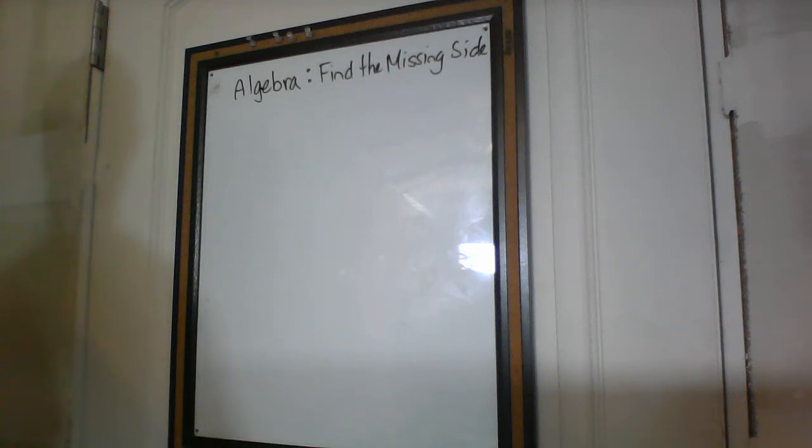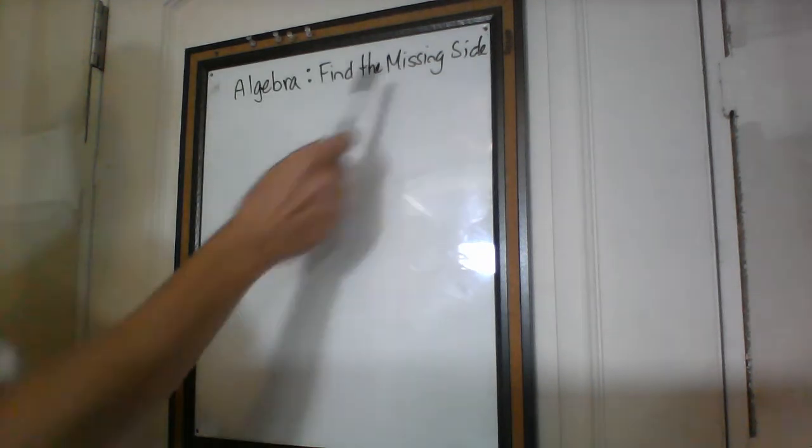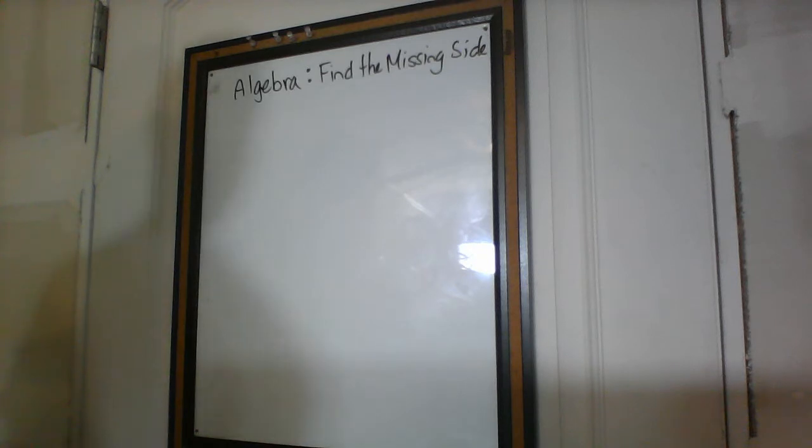All right, class, welcome back. Today we are going to do the next part of our dealing with area. And today we're going to get into the algebra piece. Okay, we're going to be working backwards to solve for the missing side when we're dealing with area.